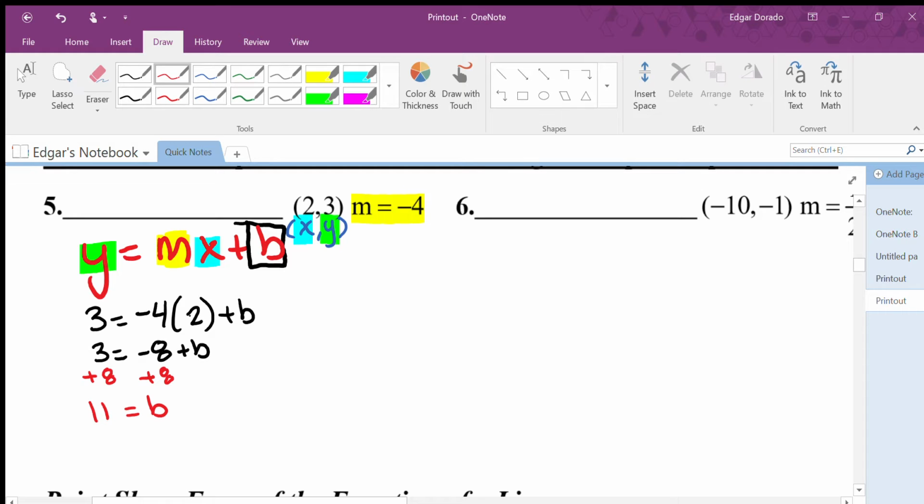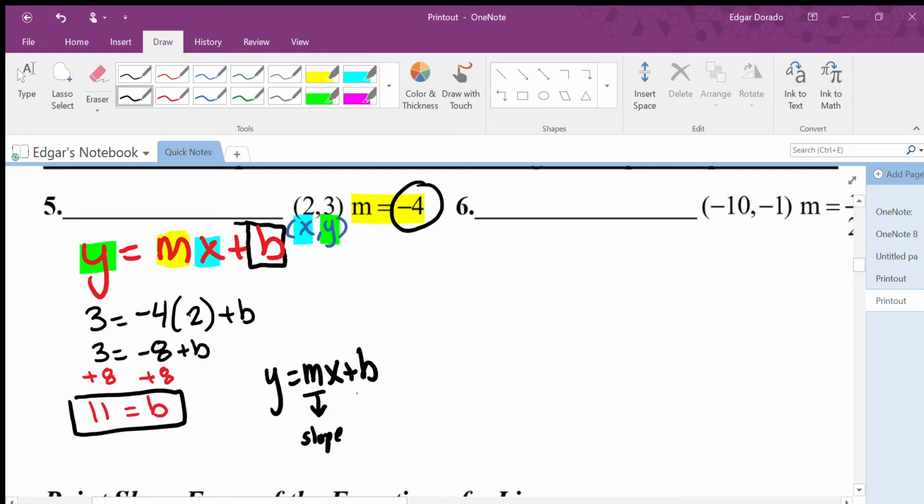Okay, well, let's see. That's all I need. In order to write something in y equals mx plus b, I need, as I said in the past, a slope, which I was given here, and I need a y-intercept, which I found here. So my final answer here is going to be y equals -4x plus 11.